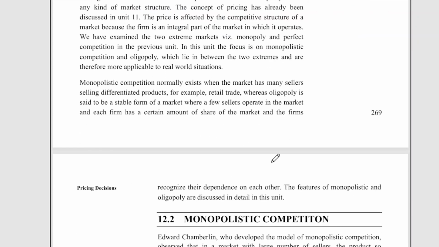The price is affected by the competitive structure of a market because the firm is an integral part of the market in which it operates, and we have examined the two extreme markets, monopoly and perfect competition, in the previous unit. And in this unit, the focus is on monopolistic competition and oligopoly, which lie in between the two extremes and are therefore more applicable to real world situations.